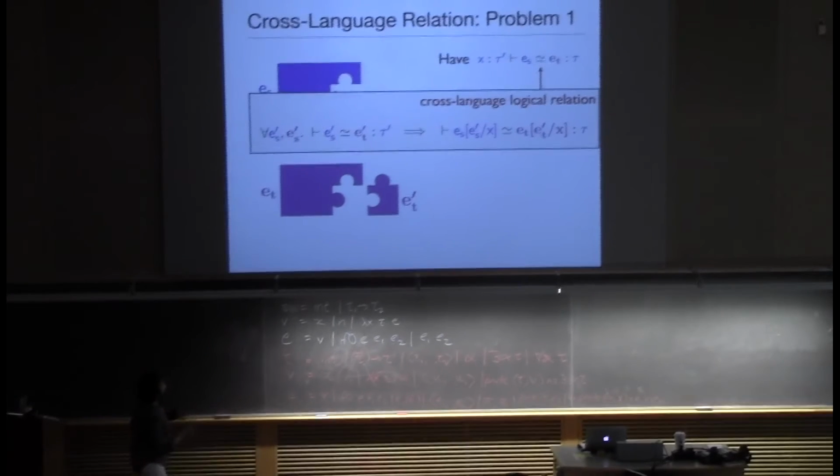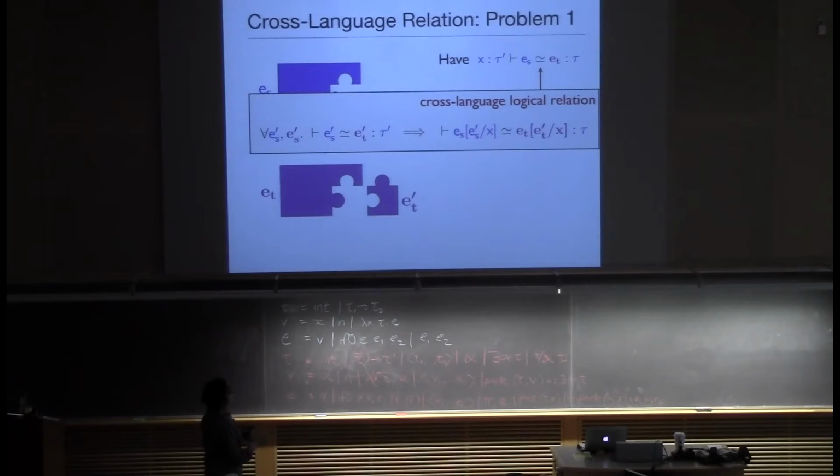What the logical relation, if we kind of sift through the definition again, is giving us is basically saying that if you give me two components, a source level ES prime of type tau prime, my input, and a target level ET prime, this guy that I want to link with, and they're logically related, then I can plug those in to those free variables X, and I'm going to get whole programs that are logically related at the type tau.